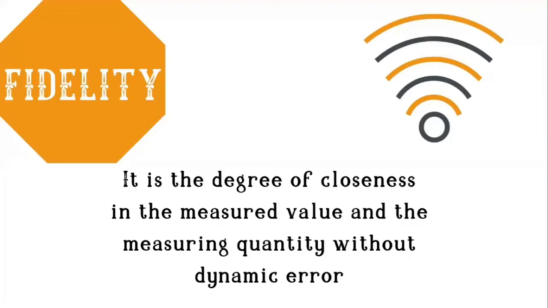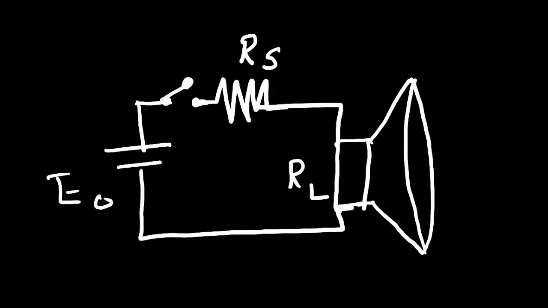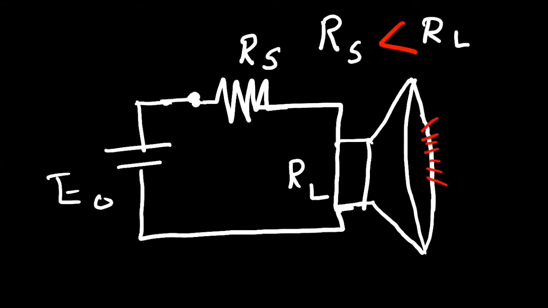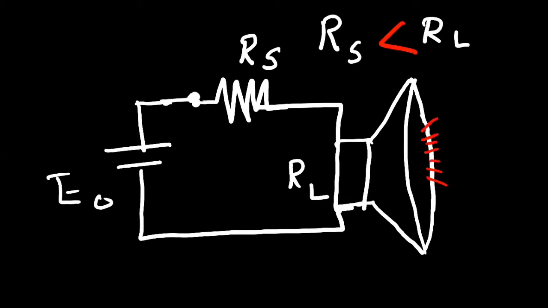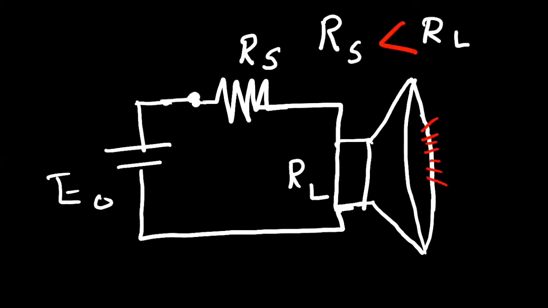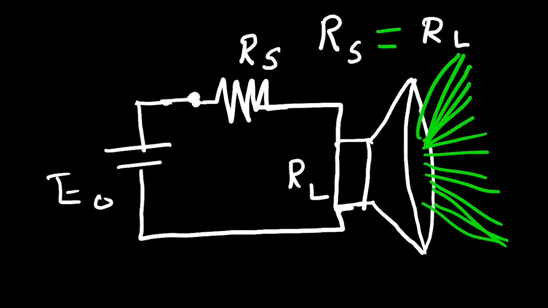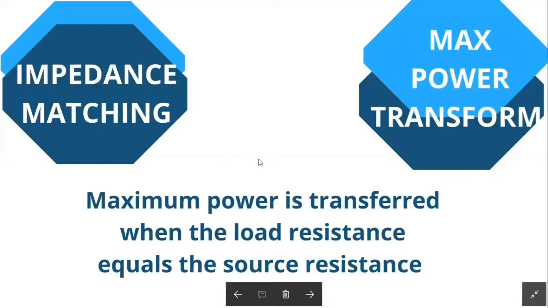Then fidelity, keep Wi-Fi in your mind. You don't have to think of anything else but simply Wi-Fi. Then loading effect, remember the pH that we used to measure. Then impedance and maximum power transfer, you can remember using the loudspeaker example. The loudspeaker will be at full volume when the load resistance is equal to the source resistance. In an AC circuit, it is when the load impedance is equal to the source impedance. That is why in this part we have given it as impedance matching. We are matching the load impedance with the source impedance.